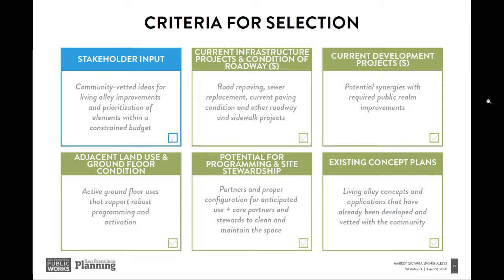Current development projects, as I mentioned earlier, may be an opportunity to combine forces. An example of this is the 98 Franklin project, which is currently being reviewed by planning. They've indicated improvements to Lily Alley as part of their development. And it just so happens that that alley has also been identified for improvements within the Market Octavia plan amendment, or the HUB. So there might be some synergy there.